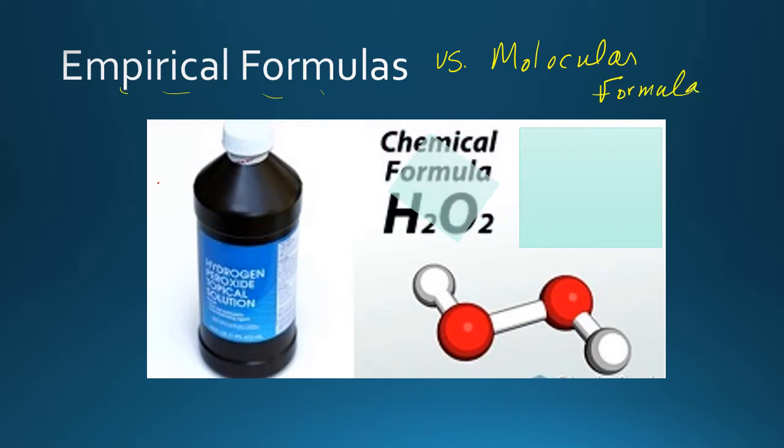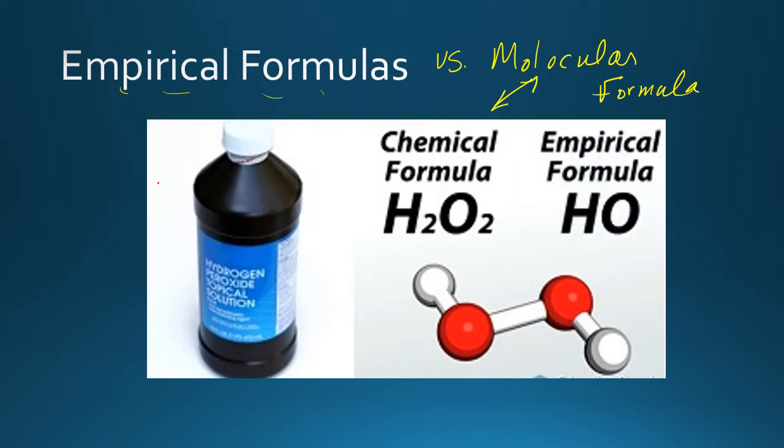There's the chemical formula, which is another word for molecular formula, and there's the empirical formula. So what's the relationship? Well, if you said that the empirical formula is the reduced form, you are correct. Now, first we have to know what it is, but then we're going to be doing some problems where we find the empirical formula so we can figure out what the molecular formula is.